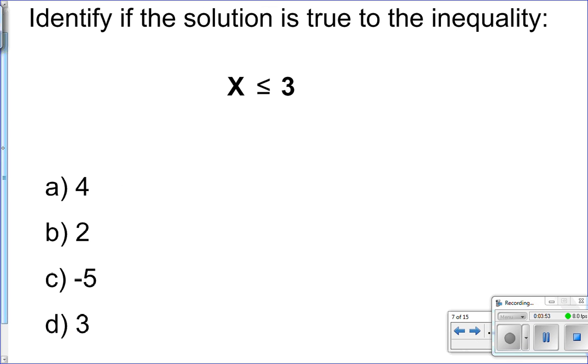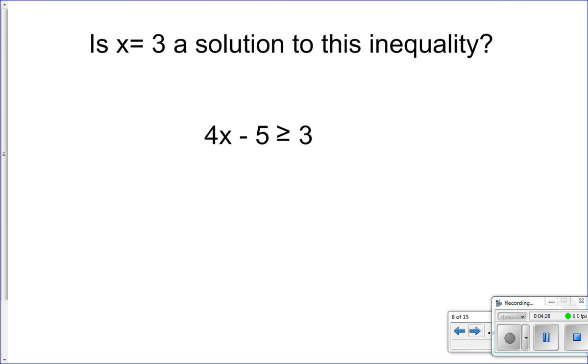Try these 4 on your own. Is 4 less than 3? No, 4 is larger than 3. Is 2 less than or equal to 3? Yep. Because it's smaller. Same thing with negative 5. Negative 5 is smaller than 3. And then 3, it's not less than 3, but it's equal to. See how it's the bar under there? Since the bar is there, I know for sure that 3 is less than or equal to 3. So the answer is yes.